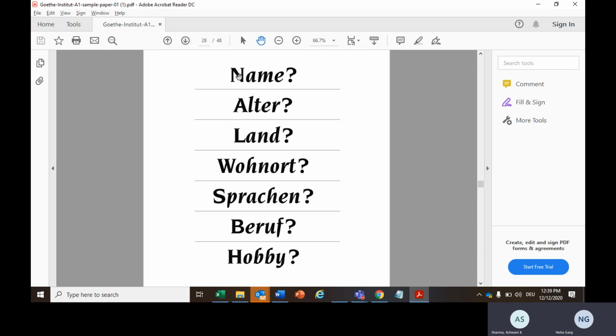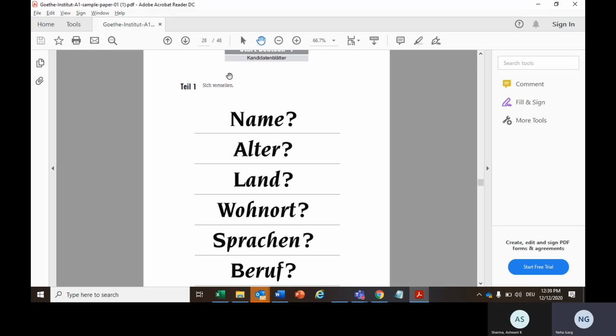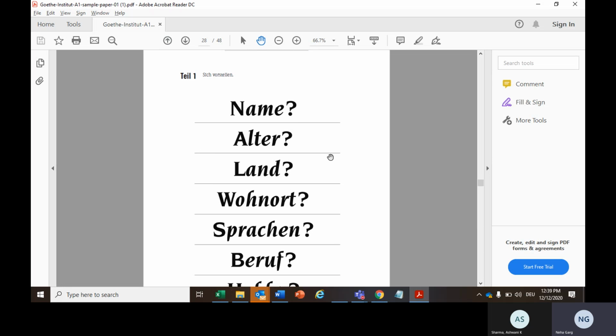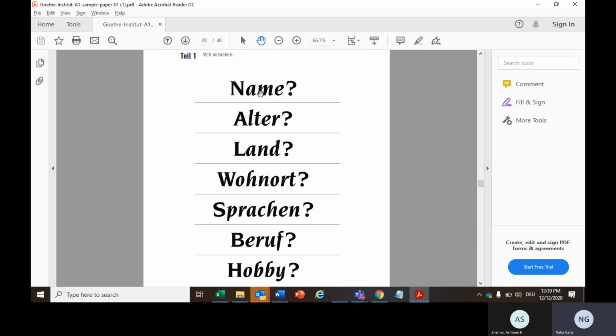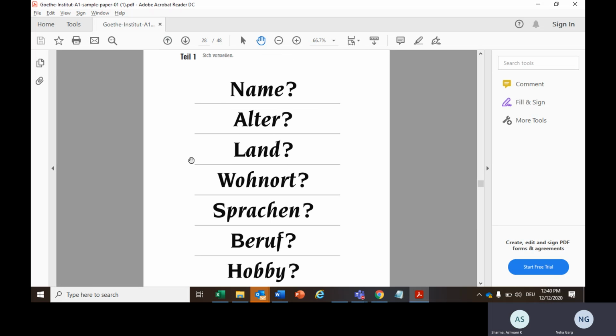There will be a group of 4 people, usually. In B1 it may be 2 or 3, so that varies from level to level. If I give you the example of A1, there will be 4 people going in a group in one room, and for this Teil 1, each one of you will be given this card, and then the invigilator will ask you to introduce yourself, like 'Bitte stellen Sie sich vor.' Based on the given information, you have to tell your name, your age, country, where you live, the languages you speak, what you do, and then your hobby.